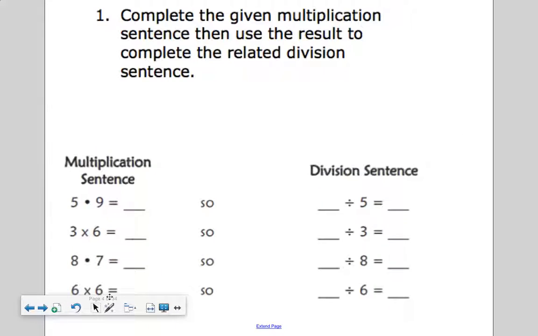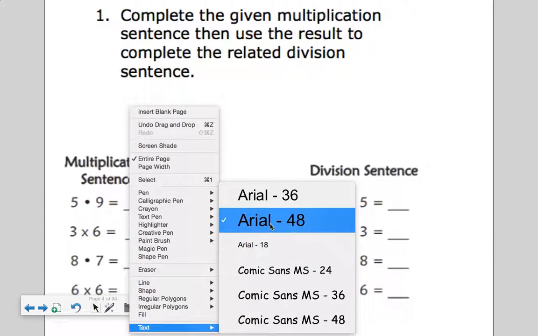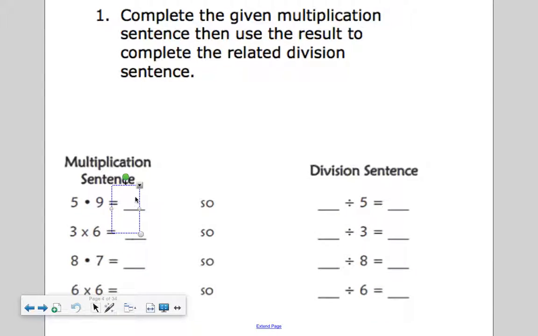So complete this given multiplication sentence and use the result to complete the related division. Because you know fact families. In elementary school, you learn fact families, how a multiplication is related to a division problem. So let's start off with our first example. Let's use my text. 5 times 9 is 45. So 45 divided into 5 groups will be 9.